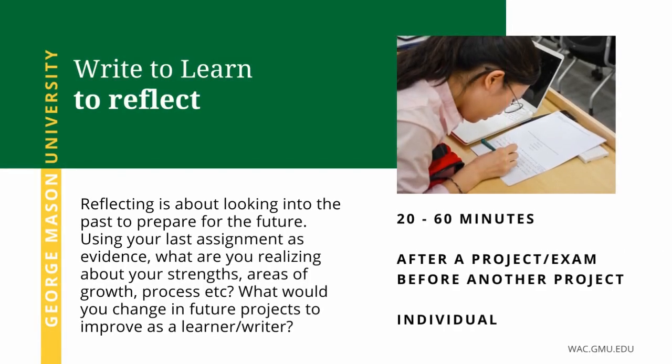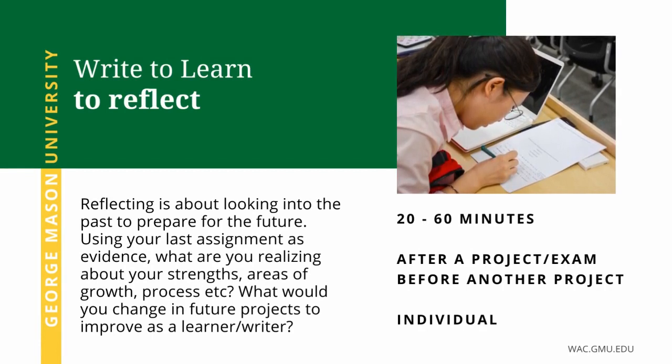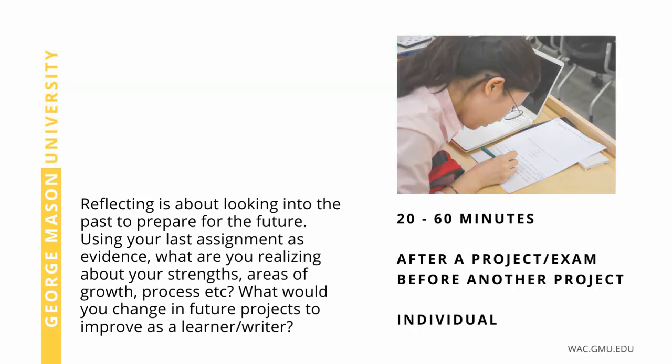You could even ask students to reflect through writing on their overall learning process. Here's a sample prompt for that. Reflecting is about looking into the past to prepare for the future. Use your last assignment as evidence and talk about what you're realizing about your strengths, areas of growth, and your process. What would you change in future projects to improve as a learner or writer? This activity can be done at home or in class. You can also use it to have students think about their midterms and help them reflect on their learning during the first half of the semester.